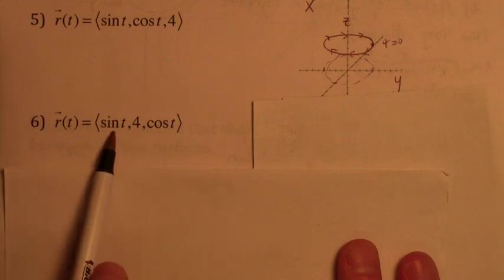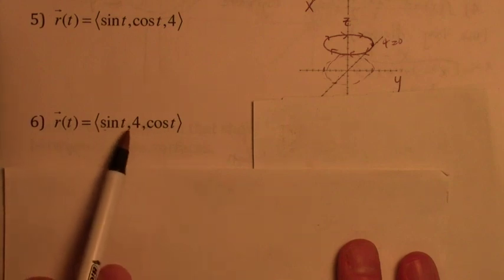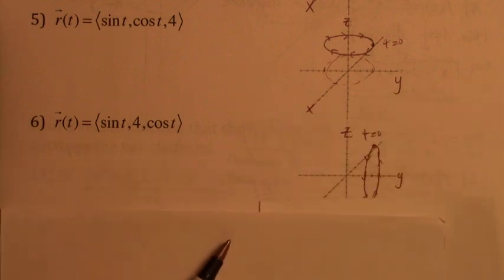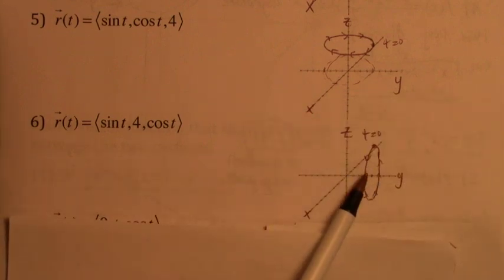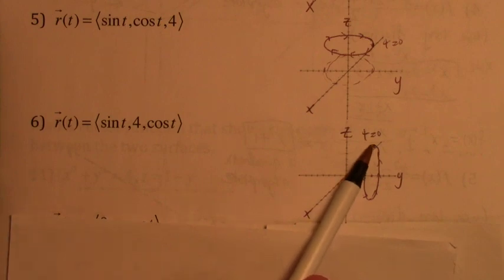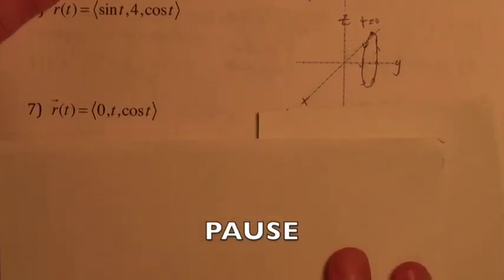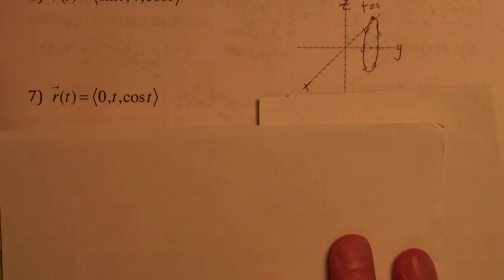Okay, you know x and z are moving around a circle. Y is always 4. Did you get this? You should have gotten a circle where the y coordinate is always 4. At t equals 0, you're up on top here, and you're moving towards the y plane in a sense. All right, try this one. See if you can sketch this vector function.